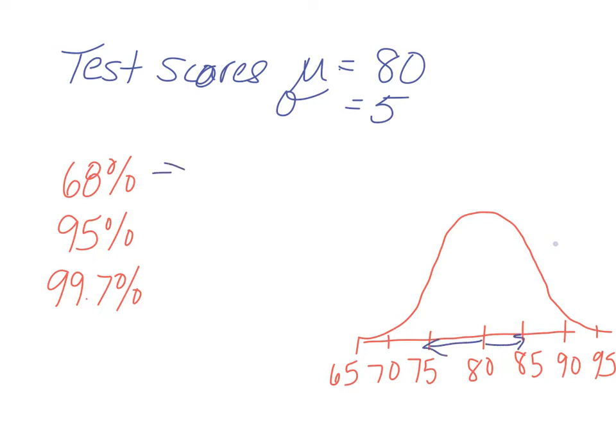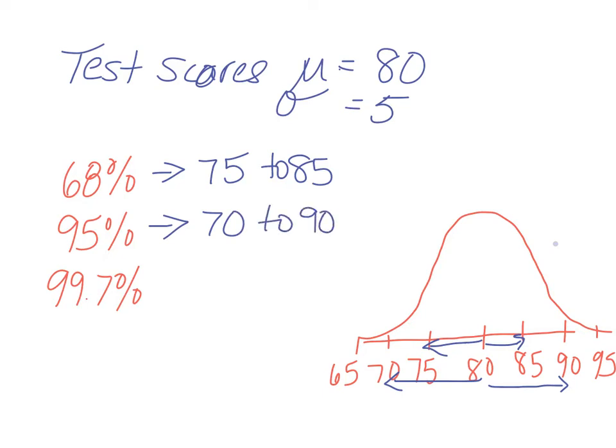So if we had to list out the test scores that contain about 68% of the data, then that would be 1 standard deviation away in each direction. So 68% of the data would be contained between the scores of 75 to 85. 95% of the data would be within 2 standard deviations away. So that would be from the score of 70 to the score of 90. And then approximately 99.7 percent of the data will be 3 standard deviations away. And so that would be from the score of 65 to 95.